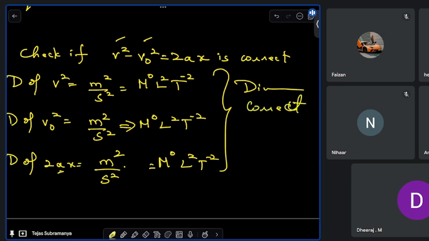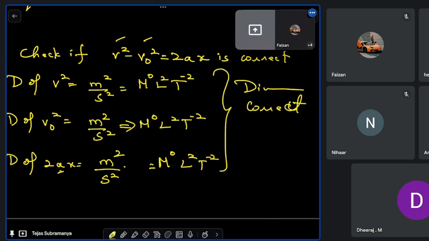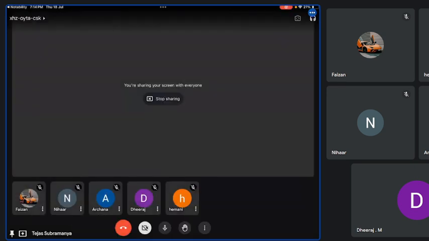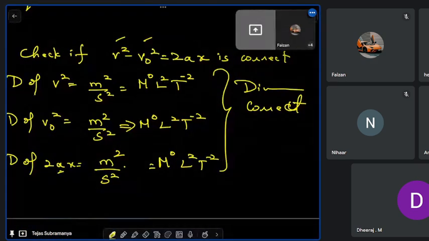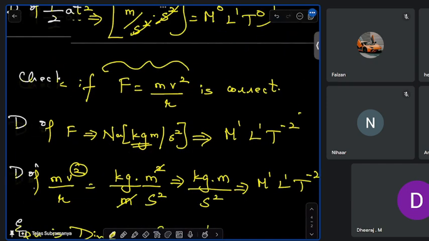That's it. Any doubt in the first application? Ask me right now. Any doubt in the first application? No. Sure. Cool. So out of 3, the first one is done.